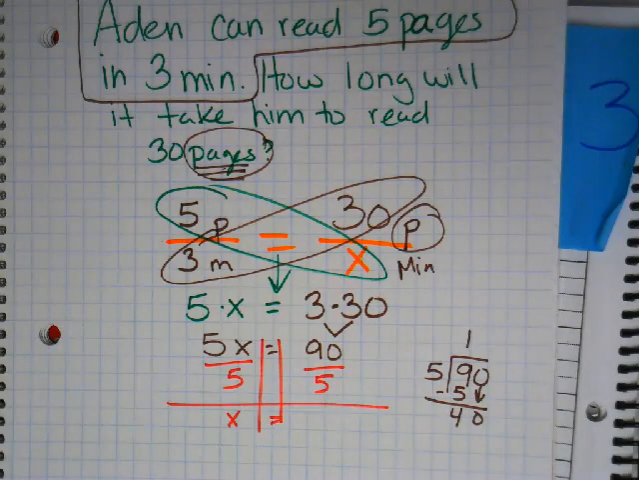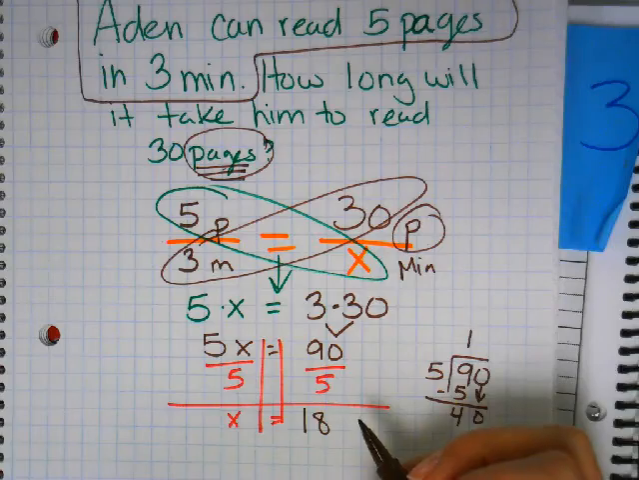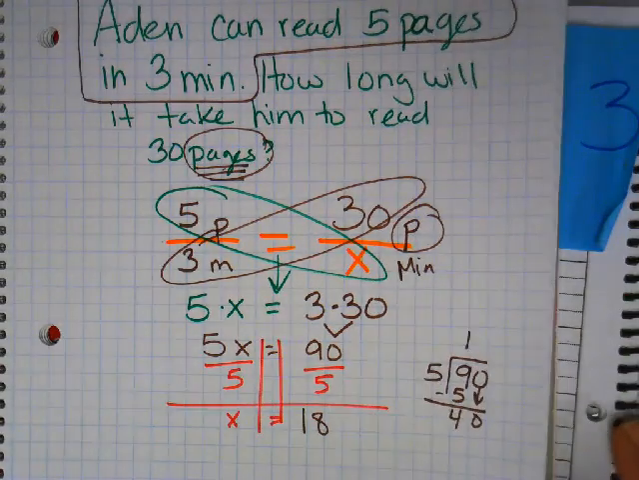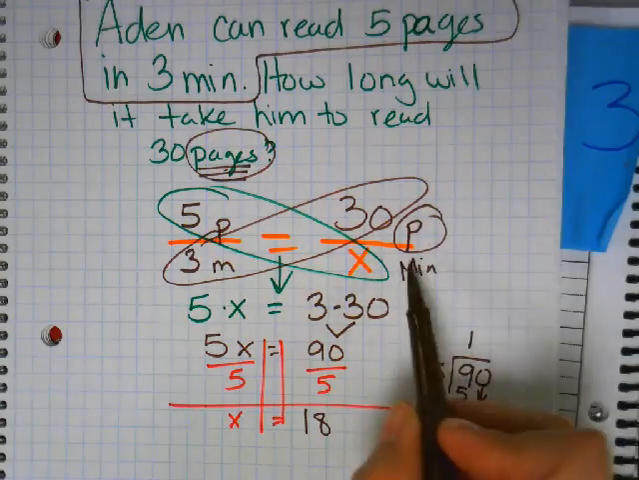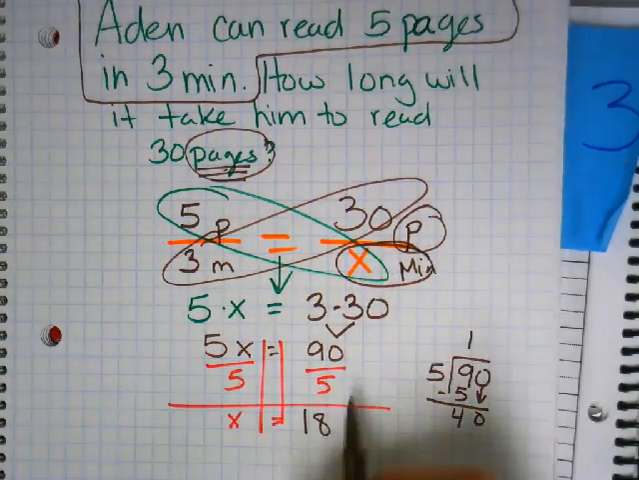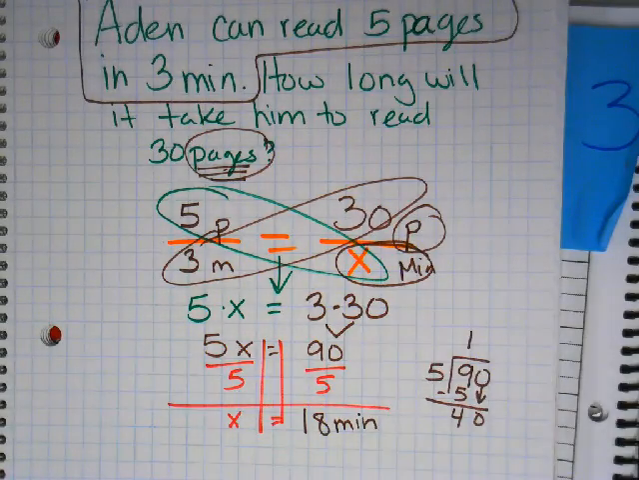All right, what's 90 divided by 5? 18. 18 what? Pages. 18 pages? Per minute. What am I solving for? Minutes. Minutes, right here. You see where the x is? So 18 minutes. So it's going to take him 18 minutes to read 30 pages, which is a really good speed.